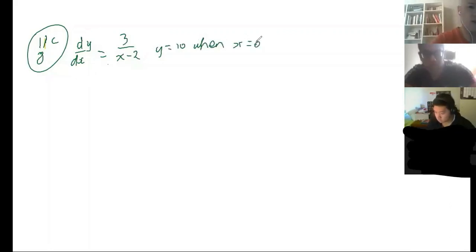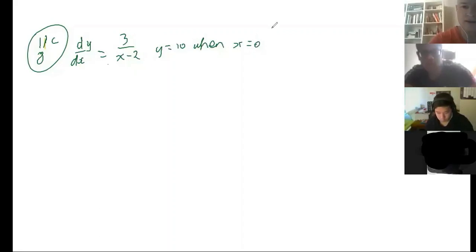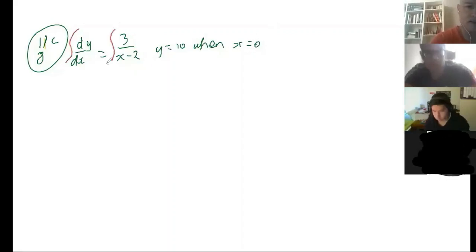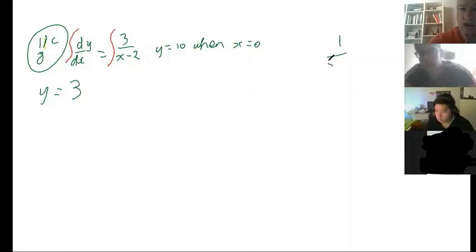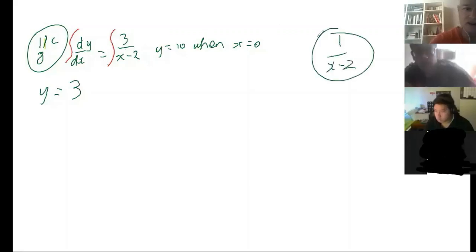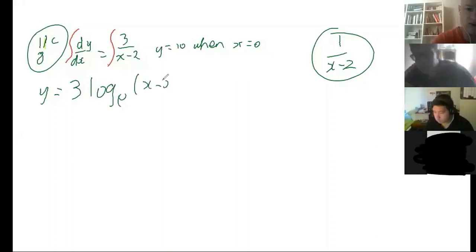So the first thing we're going to do is the antiderivative of this. So integrate this, because it tells us what y equals. When I integrate dy/dx, of course, I get y. When I integrate 3 divided by x minus 2, remember, 1 divided by x is a log. So the 3 comes out the front, because that's just a constant. And then I'm left with 1 divided by x minus 2. That's a log function. So this becomes a log e of x minus 2. And, of course, I have to have my plus c.